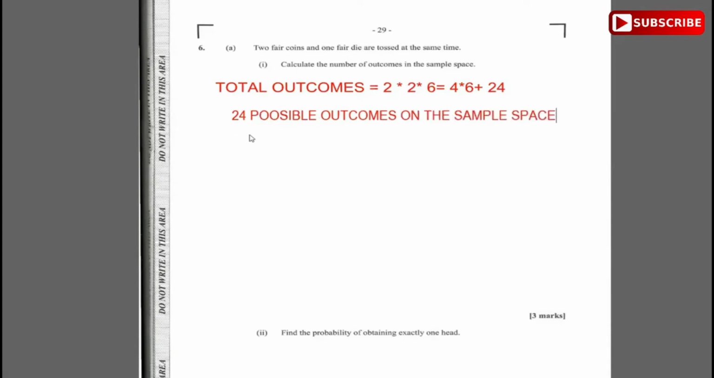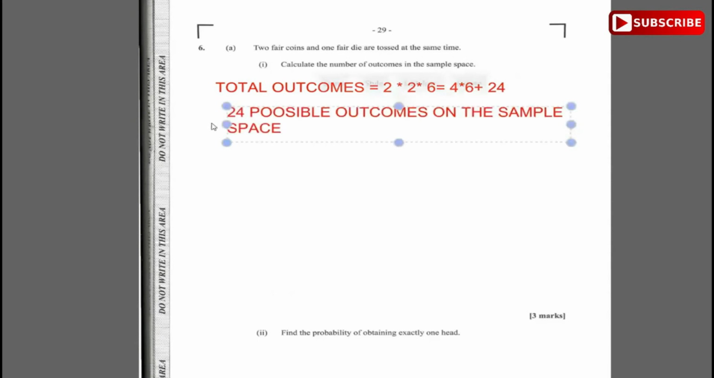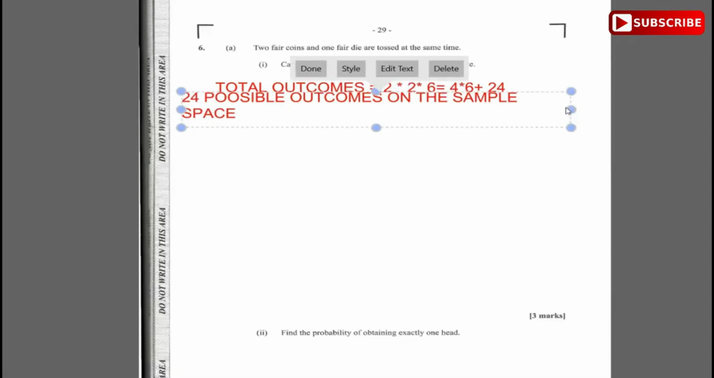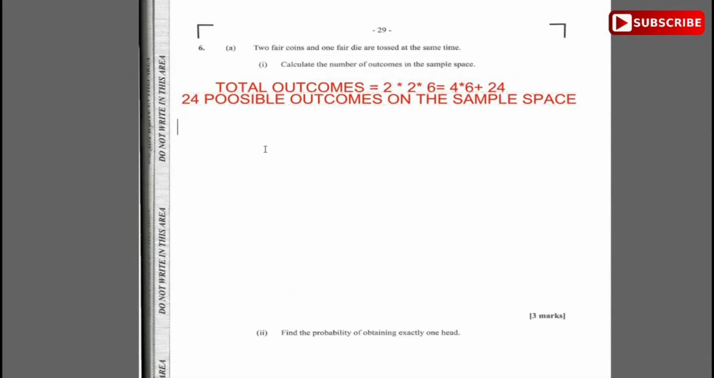Since it's just 24, I could list out all of them. I'm feeling in the mood to list out all of them. 24 is not a lot, so let's list them all out. The 24 possibilities would be, you could have head, head, and then a 1. You could have head, head, and a 2. A 3. A 4. A 5. A 6.